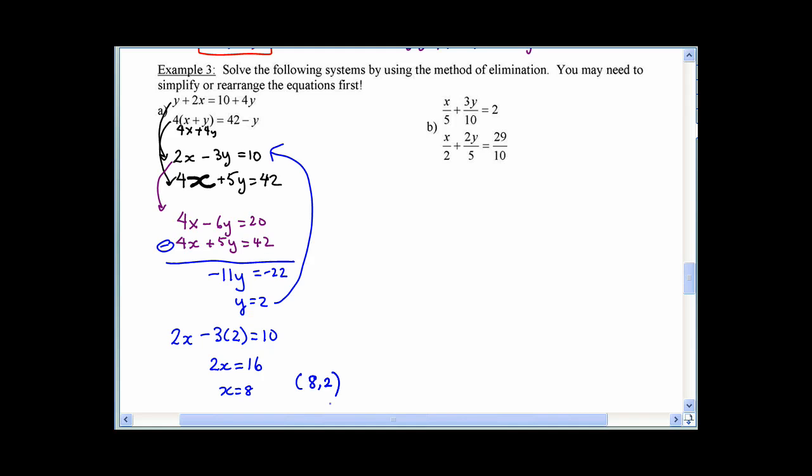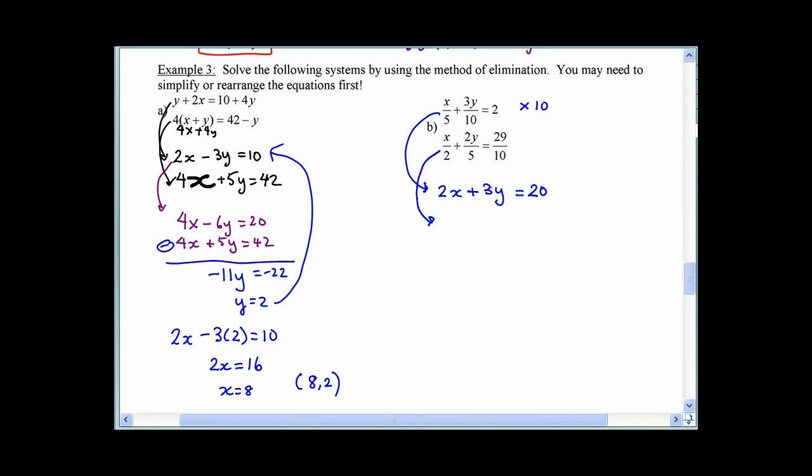Alright, you try part B. You're going to have to try to clear the fractions. Probably want to multiply the terms by the common denominator. In this case, for the first one, the common denominator is 10. So if we multiply everything by 10, x over 5 times 10 is just 10x over 5, and that simplifies to 2x, plus 3y. 2 times 10, remember all the terms, not just the ones with fractions, is 20.